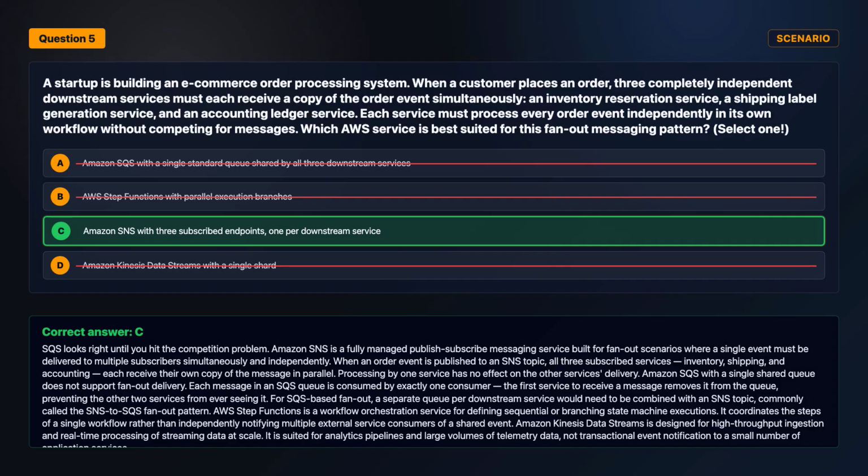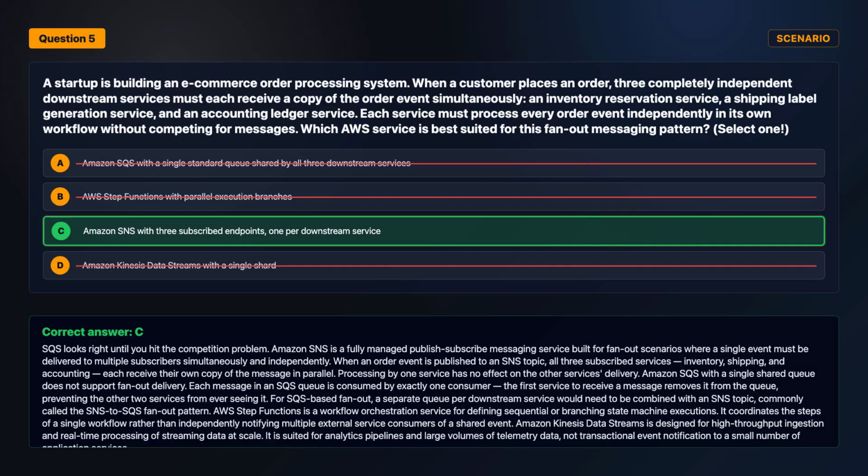Amazon SQS with a single shared queue does not support fan-out delivery. Each message in an SQS queue is consumed by exactly one consumer. The first service to receive a message removes it from the queue, preventing the other two services from ever seeing it. For SQS-based fan-out, a separate queue per downstream service would need to be combined with an SNS topic, commonly called the SNS to SQS fan-out pattern.